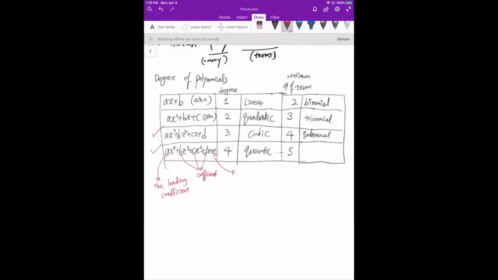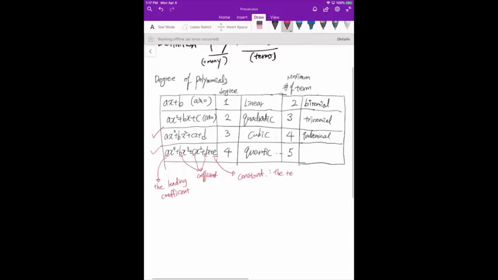It's not multiplied to x. So instead of calling it coefficient, we call it a different name. Constant. Very good, constant. The constant means the term not containing the variable.